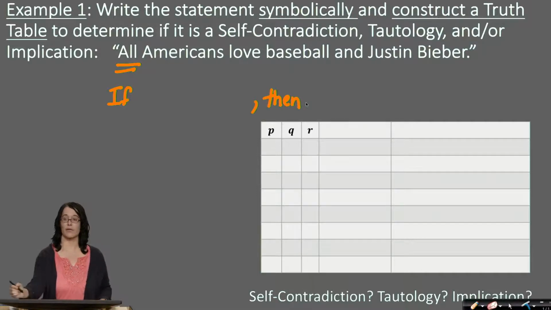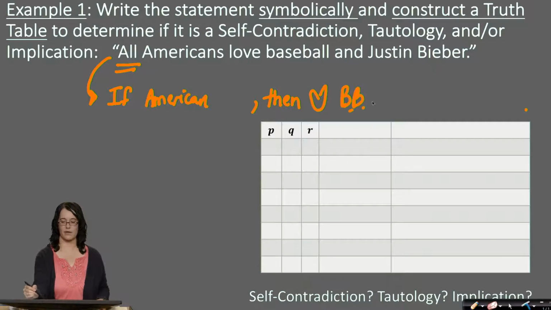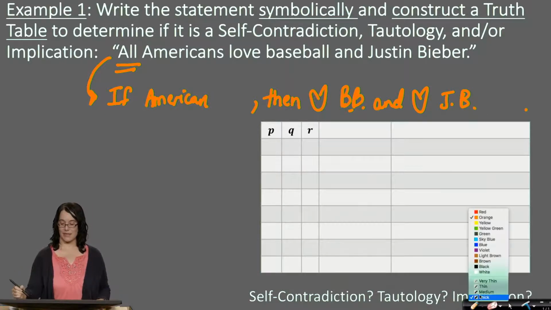Okay? So I'm going to rewrite it as an if-then. I think that's a good practice for you to get in the habit of doing. You see an "all," rewrite it as an if-then. So if you're an American, then you love baseball and you love Justin Bieber. Okay, so how would I write this symbolically?